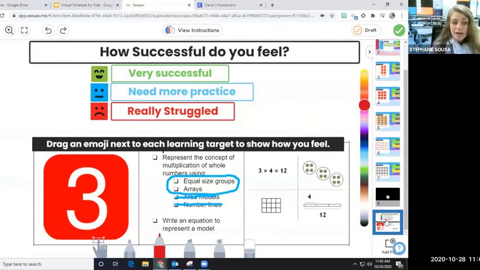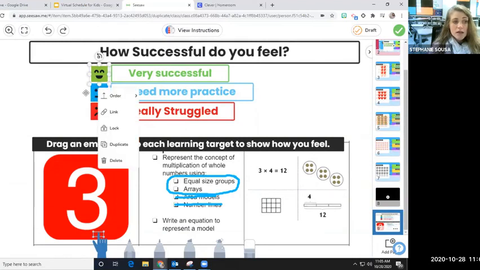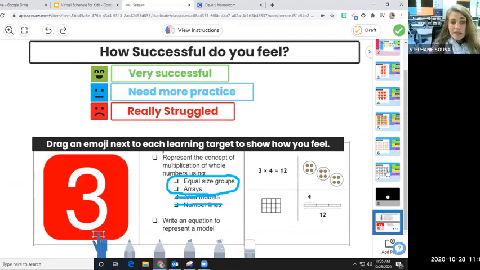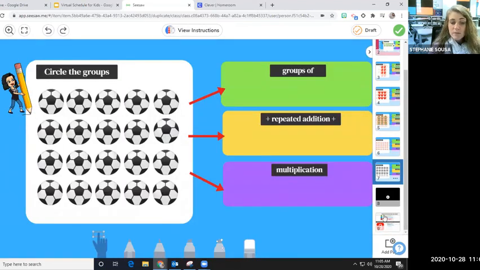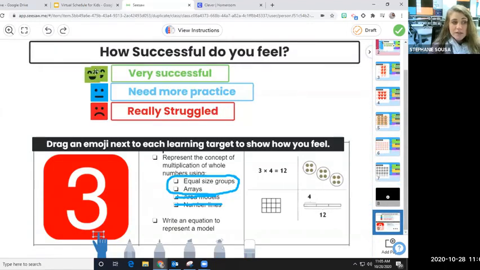On slide 9, you are going to rate yourself by dragging the emoji that best describes your feelings about the work you did on slides 6 and 7. So when you are thinking about slides 6 and 7, did you feel very successful? Do you feel that you need more practice? Do you feel that you really struggled? Okay, you're going to grade yourself on equal groups and arrays. Are you successful? Do you need more practice, or did you really struggle?